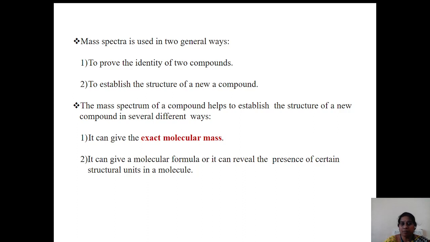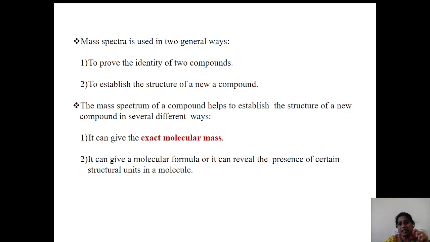In this mass spectrum, on the x-axis you will have the mass to charge ratio, and on the y-axis you have the relative abundance of the ion. That gives a mass spectrum. So how is this mass spectrum useful? It is used in two general ways.